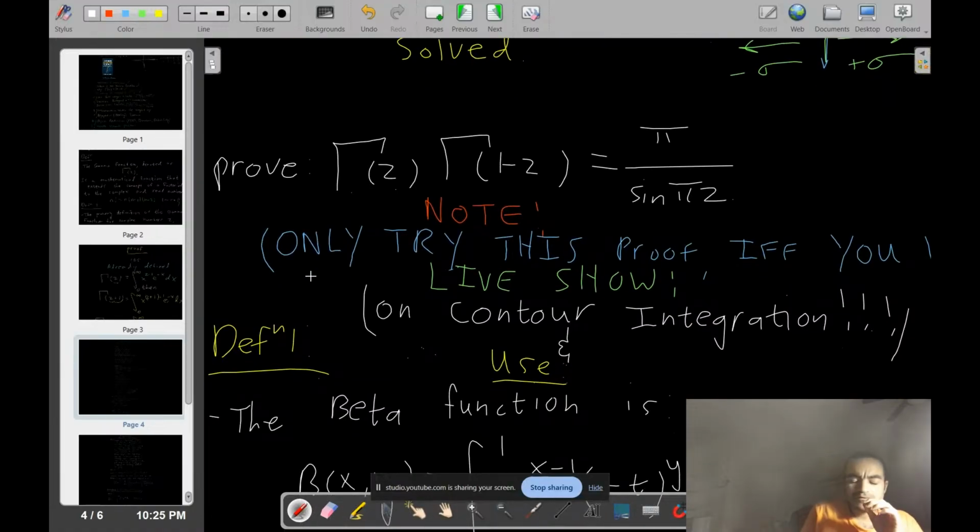Now, I was expecting a more advanced audience, but some of you are or not. So do not attempt this problem here. Gamma of z times gamma of 1 minus z, proving that it's equal to pi over sine pi z. Okay. Not only would I not recommend people who don't have an undergraduate background, I don't even recommend people who have even multivariable calculus under the belt. You need to have at least complex analysis to do this problem. And when I mean complex analysis, I mean contour integration, up to contour integration. Otherwise, you can't do this. Okay.